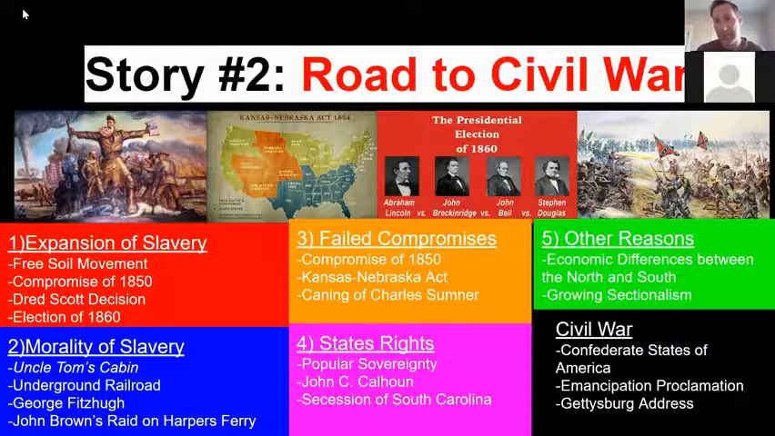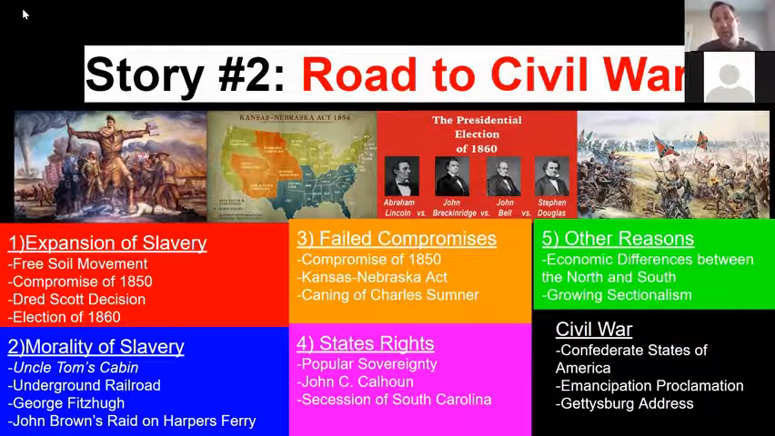The election of 1860 is probably the best example of that, because in that election, people aren't voting for national parties anymore. They're voting for parties from just their region. For example, Lincoln wins the election in 1860 without carrying a single Southern state. In fact, he doesn't even appear on the ballot in a lot of Southern states.